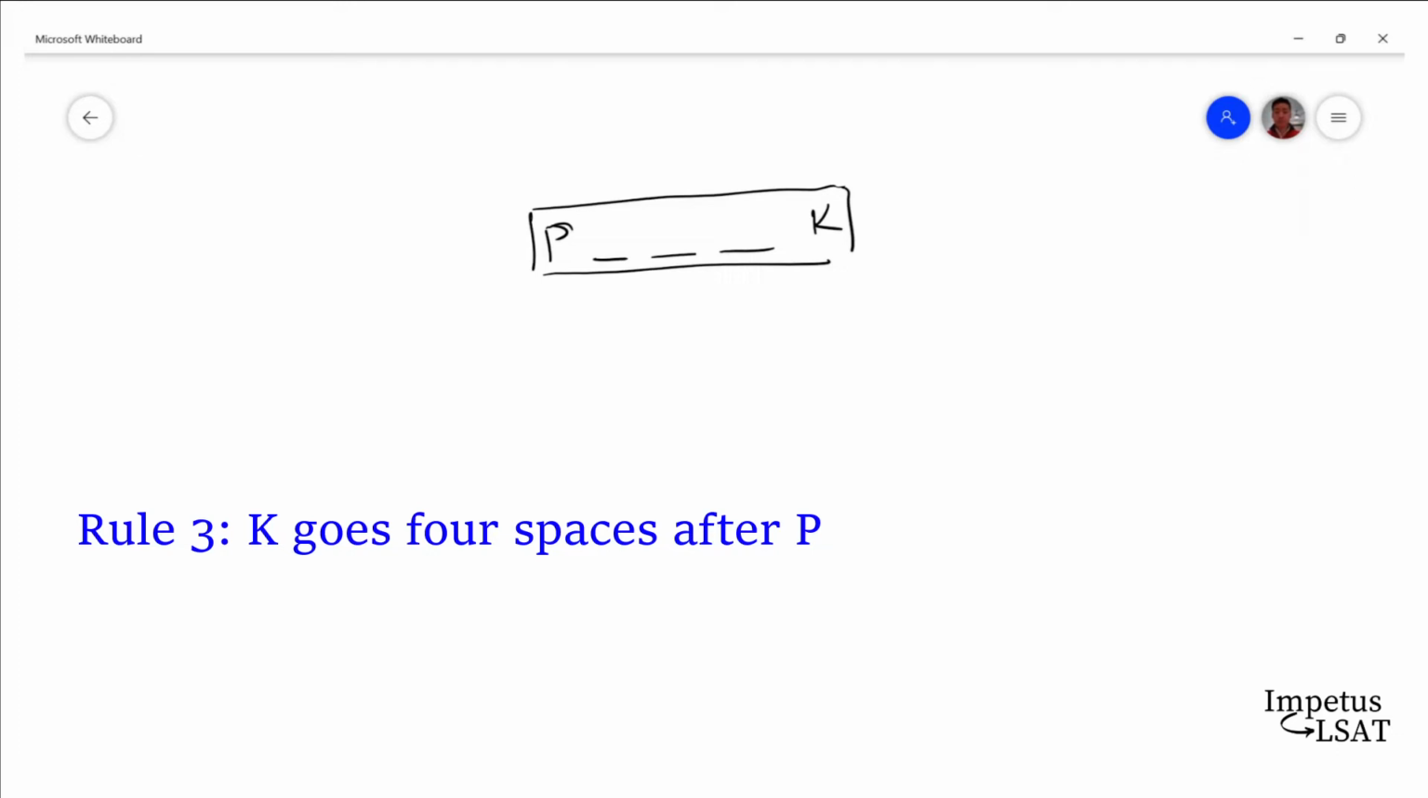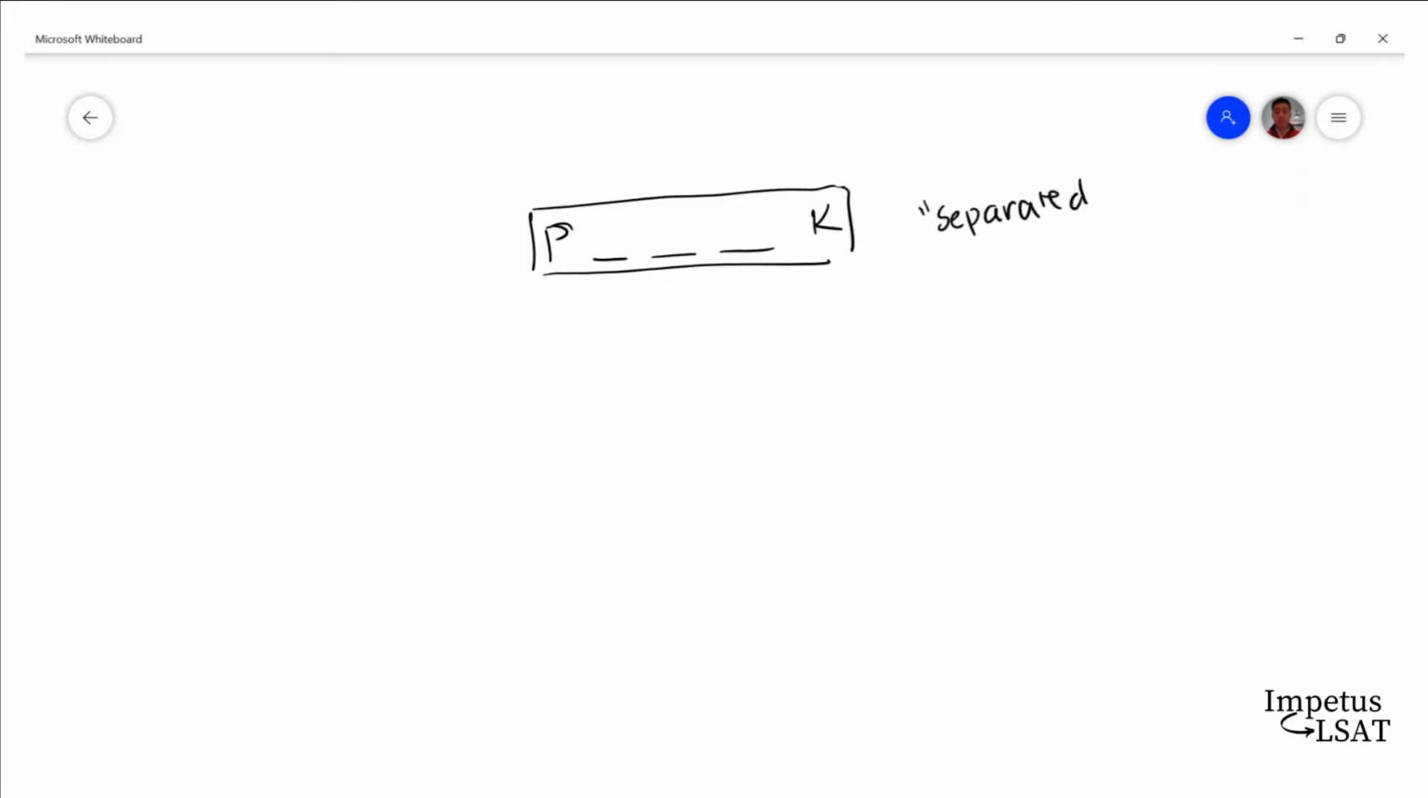So I know what you're probably thinking at this point. You might be asking yourself, well, how the heck am I supposed to recognize that, right? How am I supposed to recognize that in this situation, 4 doesn't actually represent the spaces between them? Well, the answer to that is you want to actually keep an eye out for 2 specific keywords, okay? And the 2 keywords are separated and between.